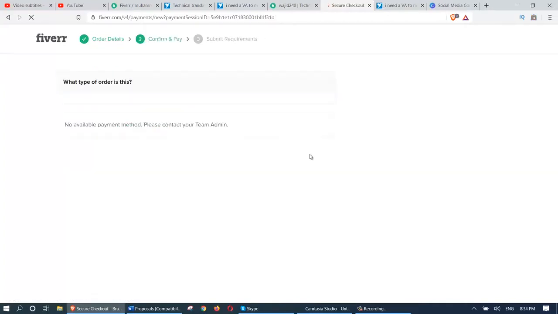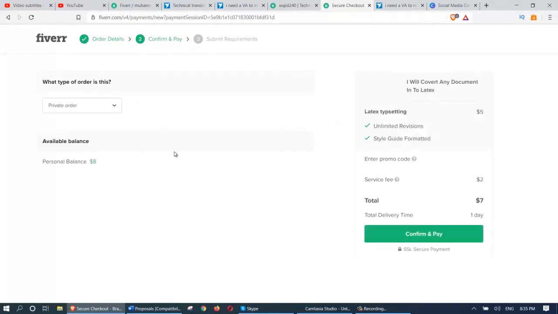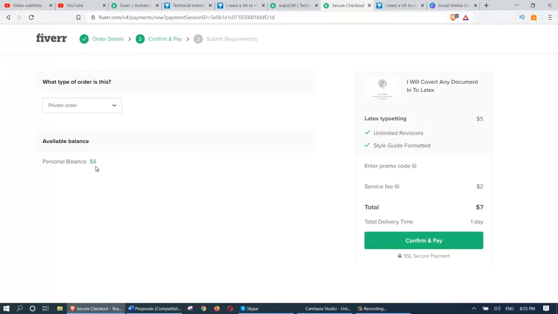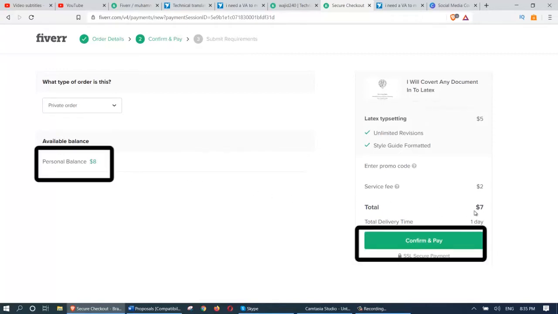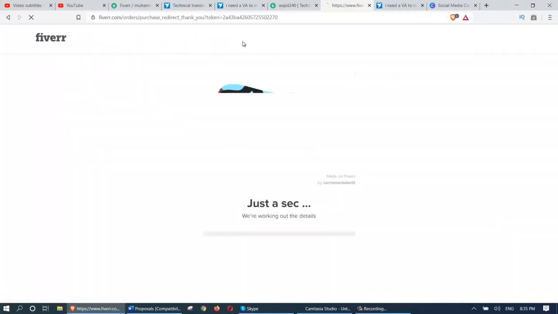furthermore it would be asking me if it is a team order? No, it's basically a private order. So personal balance is $8 right now, so I need $7, and $5 would be for the freelancer, and $2 are service charges, so the total becomes $7. Sure. When I confirm and pay, it would be redirecting me to submit requirements.